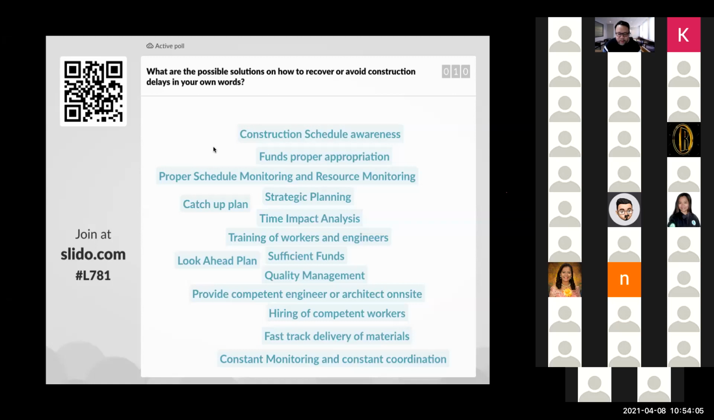Hiring fast track delivery of materials. Yes, you need to have fast track delivery materials para naman hindi yung tao magtatambay sa site, no? And pag nag-standby na yung tao sa site, that's another cost. Delay cost, no? Ano yan? Lugi. Kasi binabayaran mo yung tao, nakatambay lang. So, iwasan natin yan. As a contractor, iwasan natin yung magtambay yung tao natin. You need to fast track the delivery.